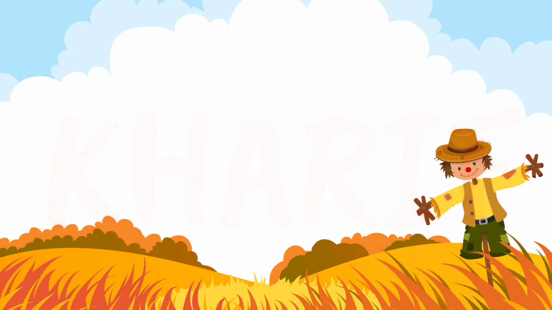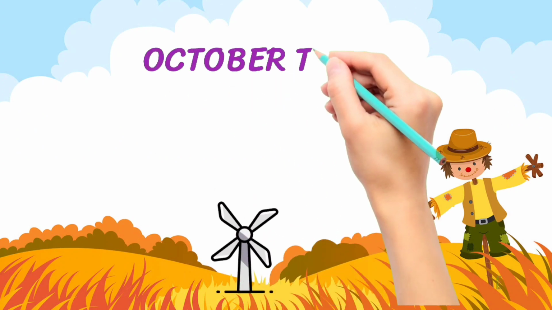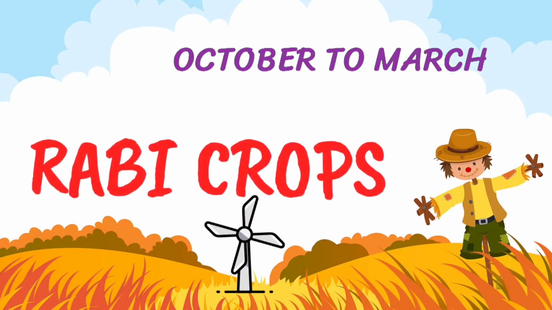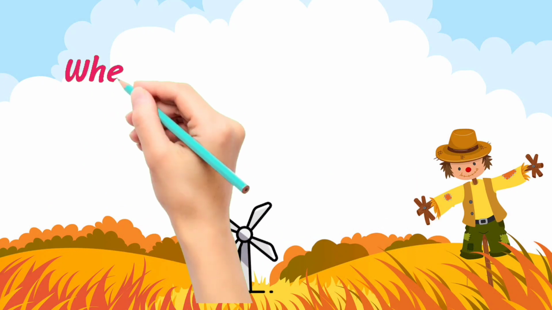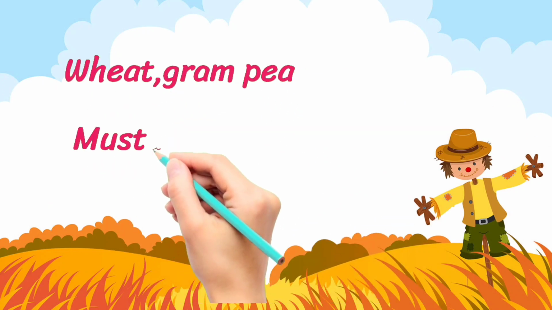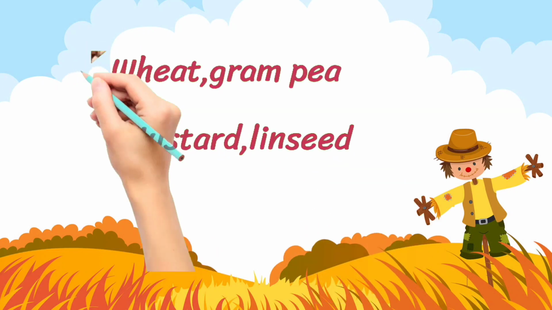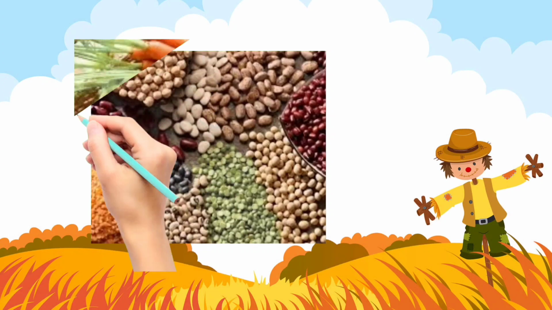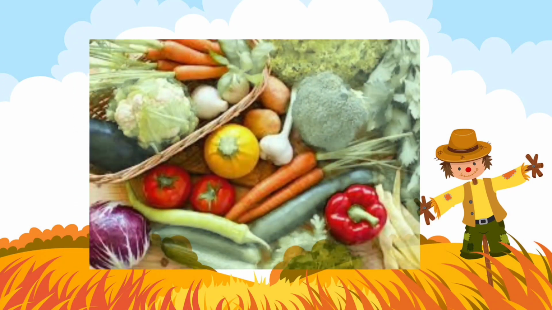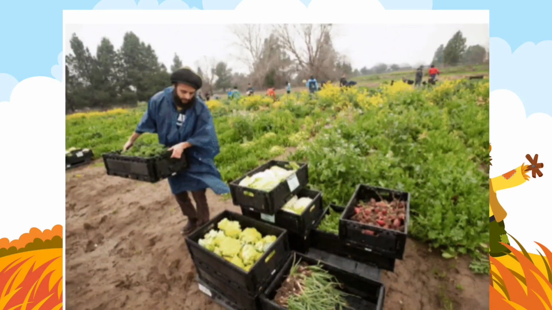On the other hand, the crops grown in the winter season, like October to March, are called Rabi crops. For example, wheat, gram, pea, mustard and linseed. Besides these, pulses and vegetables are grown during summer at many places.